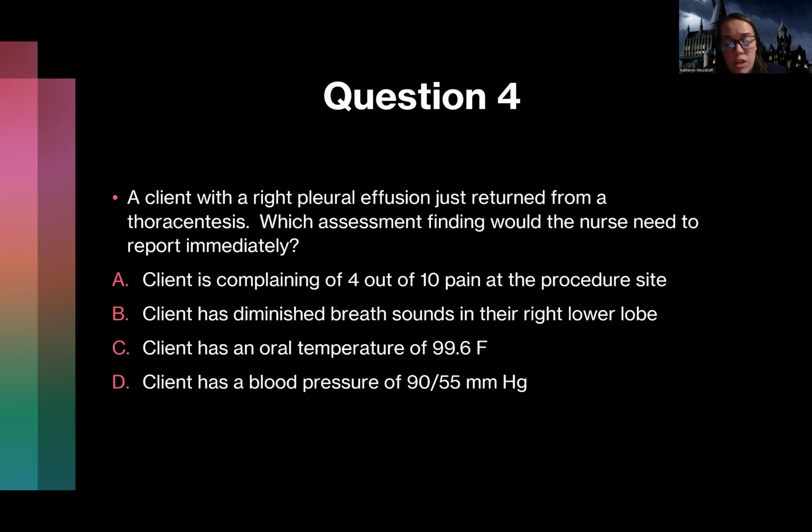Now, do I maybe need to do something about the other things? Yeah, I'd probably need to treat their pain. If their temperature gets worse, I would need to treat that. And I definitely need to keep an eye on their breath sounds and make sure that they're just diminished and that their lung is not collapsing, et cetera. That's expected. It would depend on what they were before, but the only thing that requires me to do something right now is that low blood pressure.